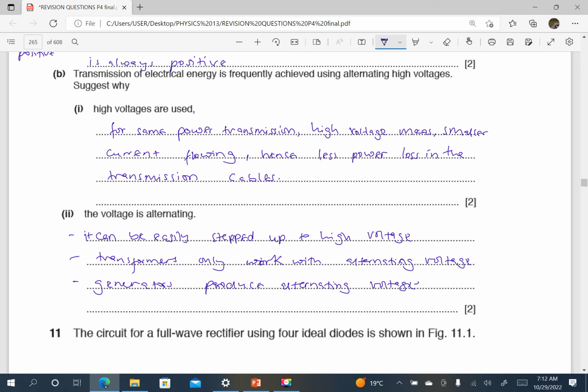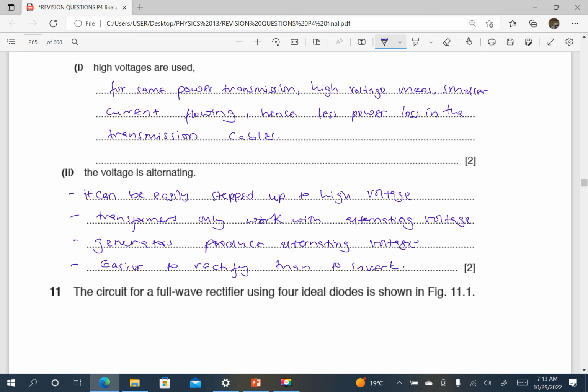Alternatively, we could say it is easier to rectify than to invert. To rectify, remember, is converting alternating current to direct current using diodes. It is easier to rectify than to invert, that is, to change it to another form.